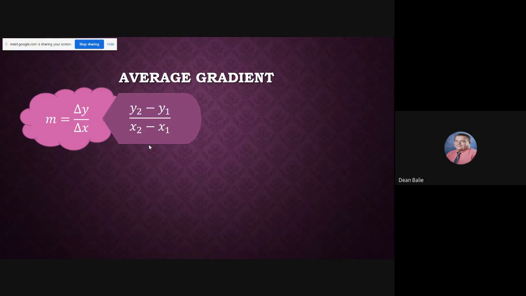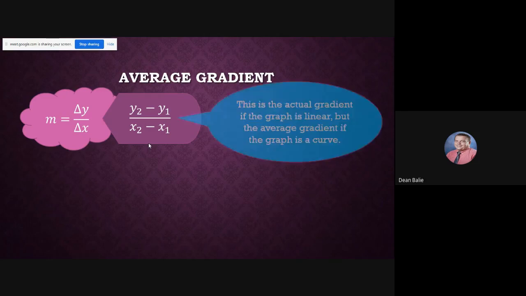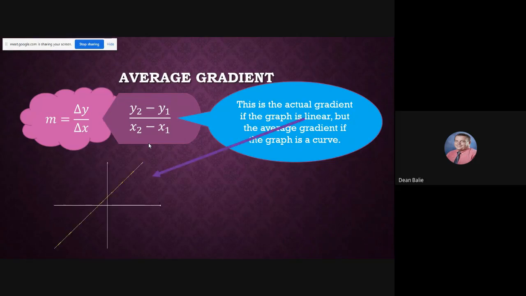So that is the actual gradient if the graph is linear, but the average gradient if the graph is a curve. If the graph is a straight line, that gives me my actual gradient because my gradient is constant. It never changes. It doesn't matter where I go on that line, or which 2 points I select along that line, the calculation of the gradient between those 2 points will always be the same.